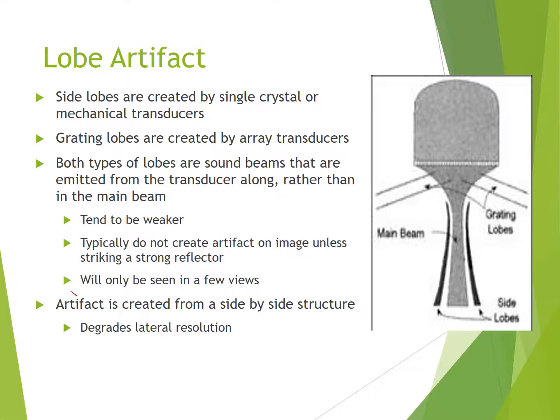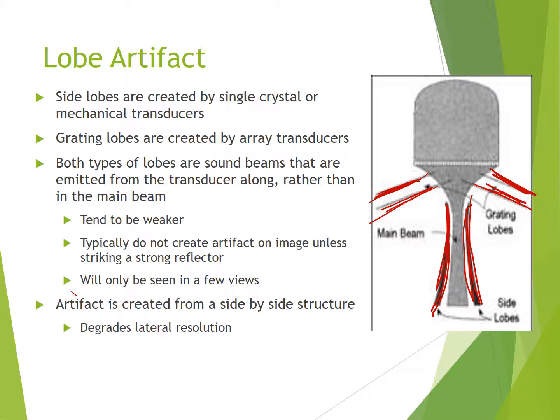So we typically see those side lobes with single crystal transducers. They ride right along the main beam's axis, whereas our array transducers are going to create grating lobes that come off quite early in the sound beam. Both of these tend to be quite a bit weaker, so they have to hit a really strong reflector if they're going to cause an artifact.